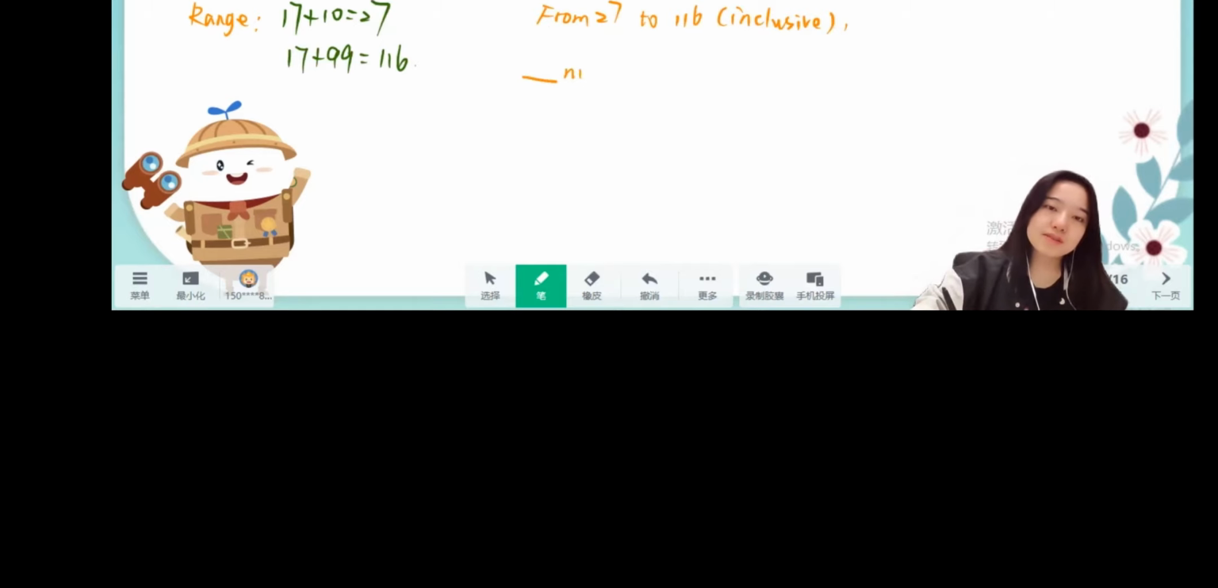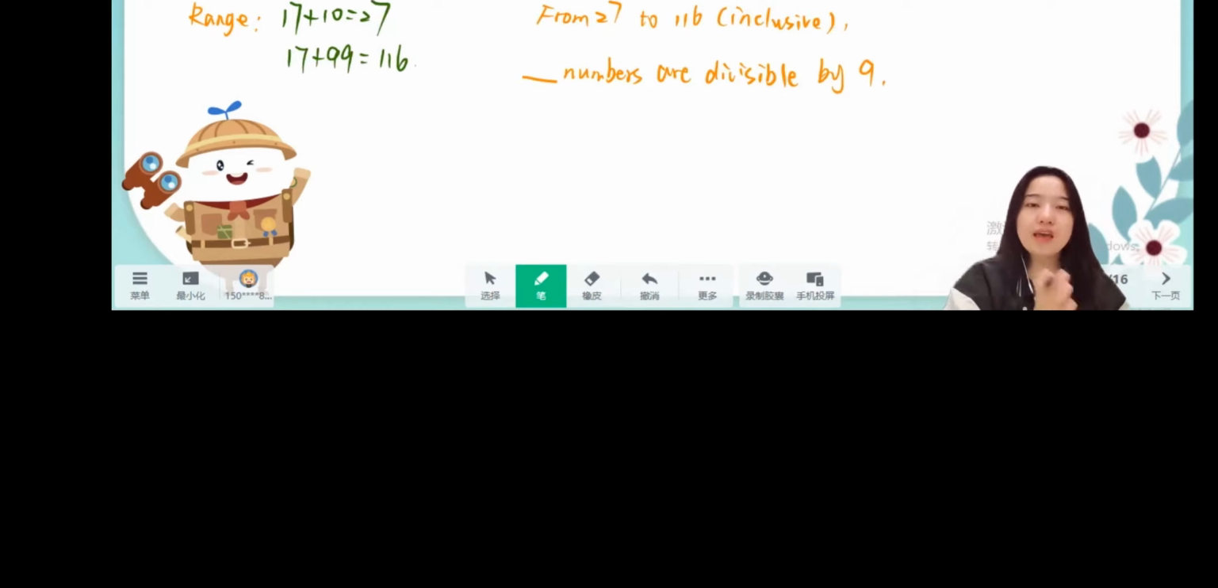How many numbers are divisible by 9? Actually, every 9 numbers, there will be a multiple. So we just need to check how many numbers there are, and then divide them into groups of 9. Now, if we use the last number minus the first number, remember to add the 27 back, because it's also a multiple of 9. We need to consider that.